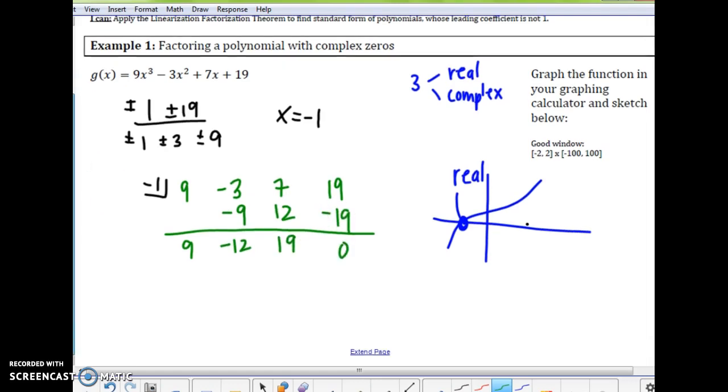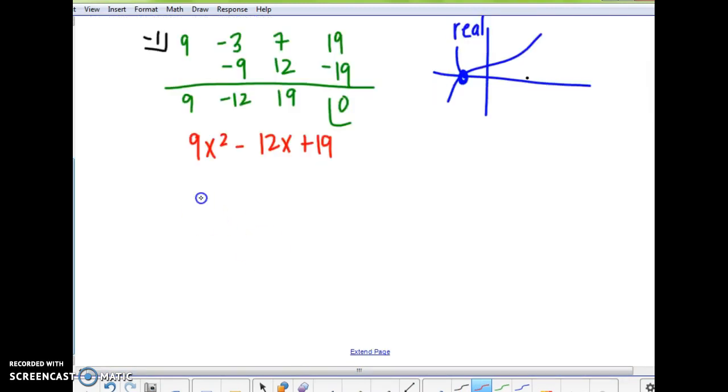And then we have a quadratic. So remember, this is my remainder. We need a remainder of 0 to prove that that is an actual factor. So we have 9x squared minus 12x plus 19. When I'm working through this type of problem, as in I'm trying to find zeros, I typically am going to use the quadratic formula. Really up to you what you decide to use.